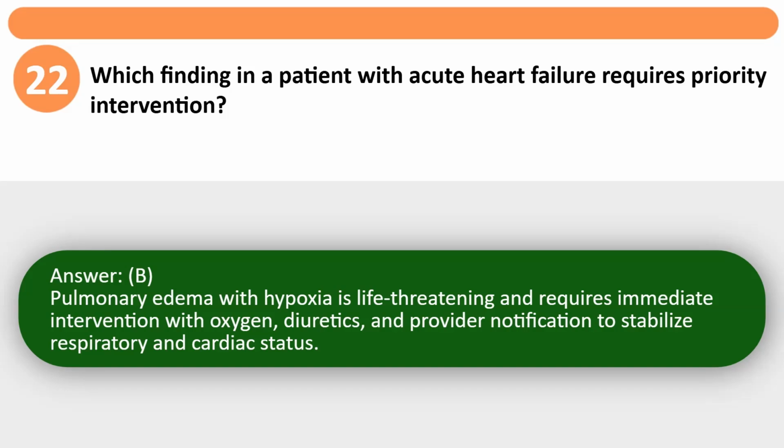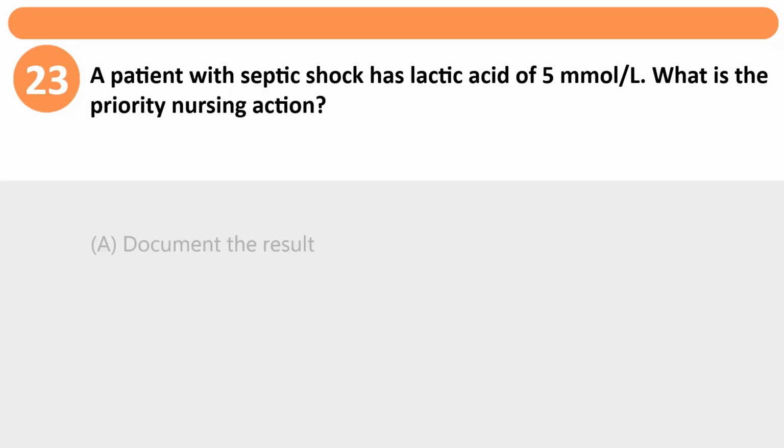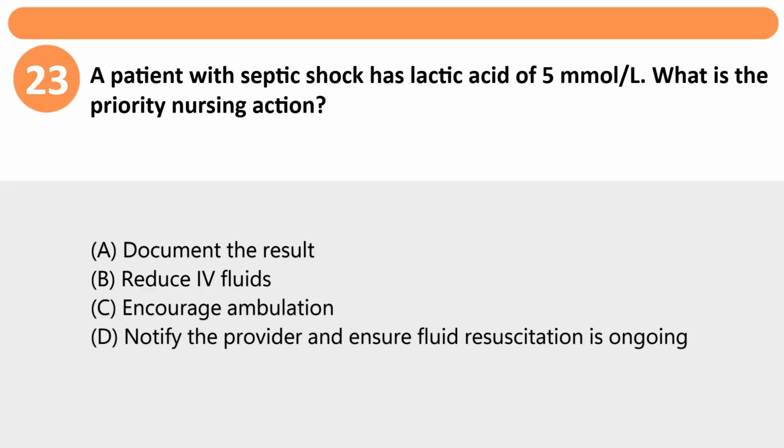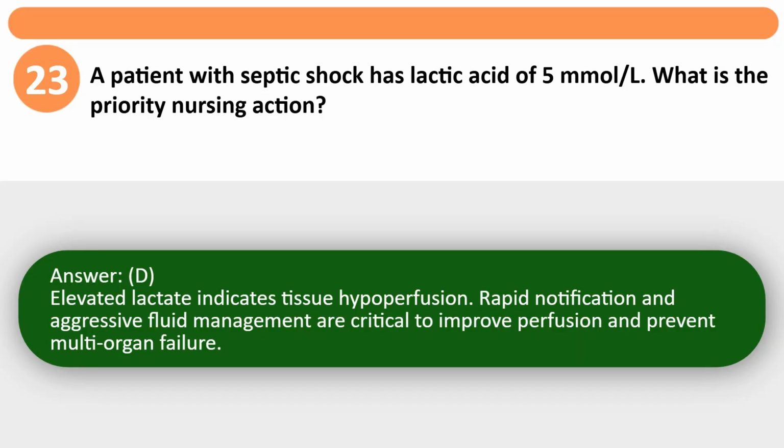respiratory and cardiac status. A patient with septic shock has lactic acid of 5 millimoles per liter. What is the priority nursing action? A. Document the result. B. Reduce IV fluids. C. Encourage ambulation. D. Notify the provider and ensure fluid resuscitation is ongoing. Answer, D. Elevated lactate indicates tissue hypoperfusion. Rapid notification and aggressive fluid management are critical to improve perfusion and prevent multi-organ failure.